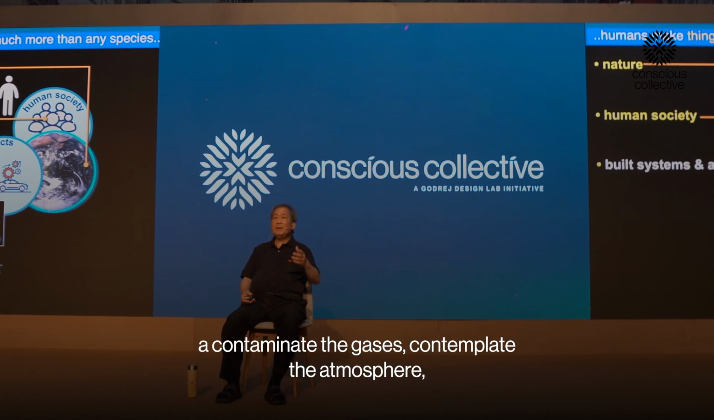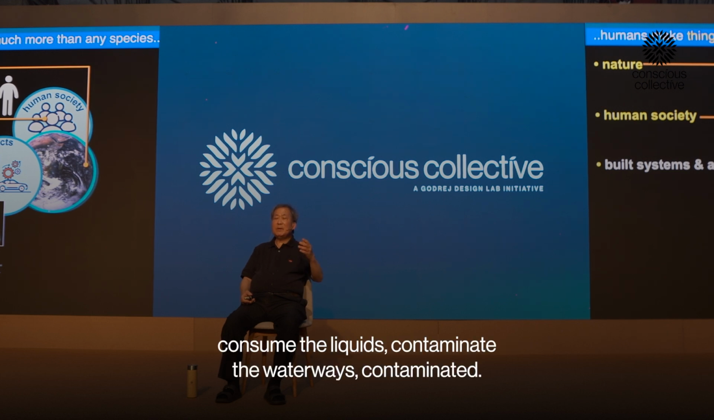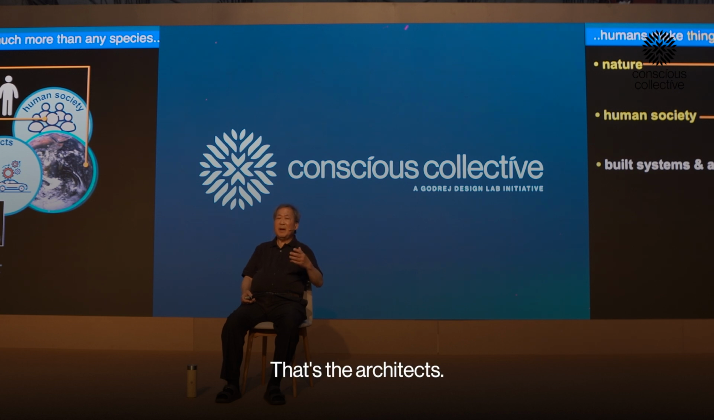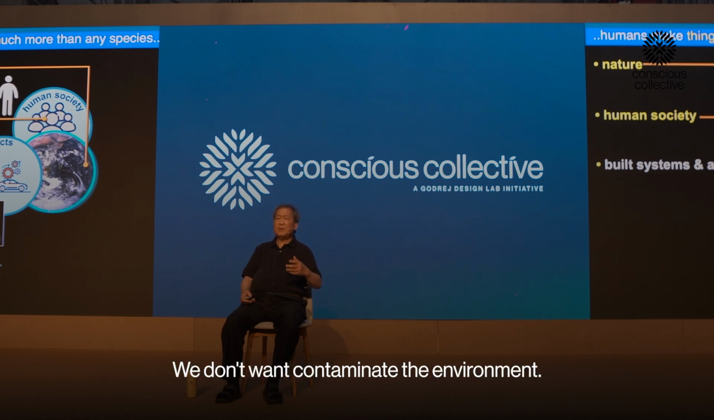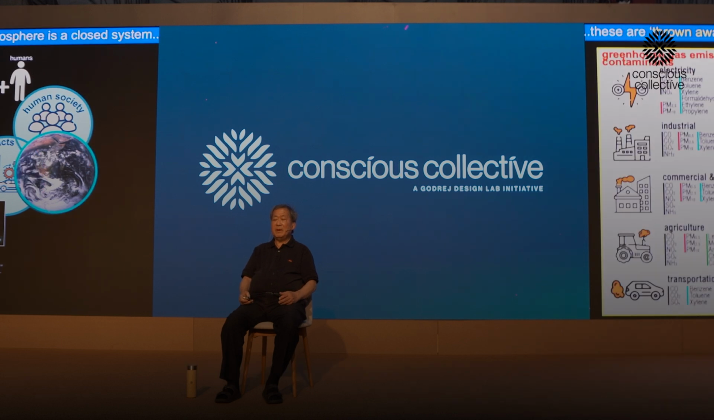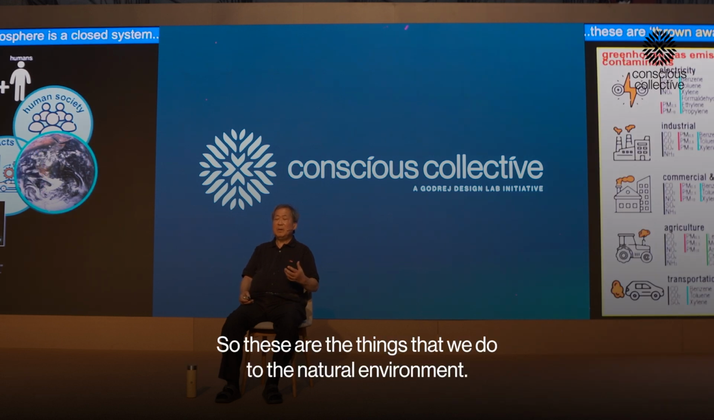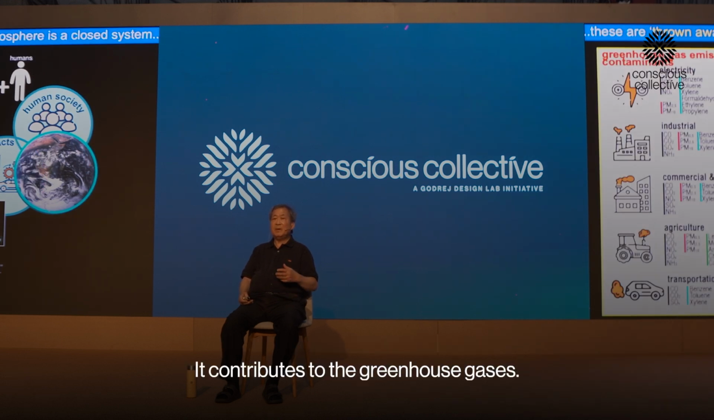The contaminated gases contaminate the atmosphere, contaminated liquids contaminate the waterways, the architecture we don't want, the artifacts we don't want, contaminate the environment. And so these are the things that we do to the natural environment. It contributes to the greenhouse gases.